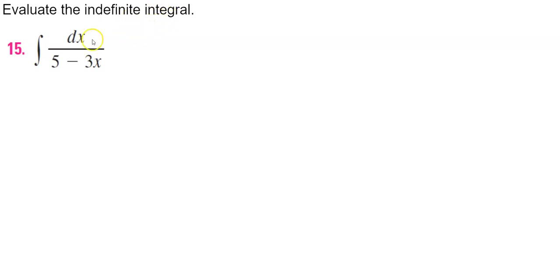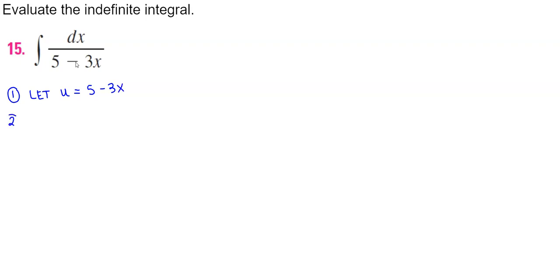Evaluate the indefinite integral. We have the integral dx over 1 minus 3x. So in this case here, what we're going to do is substitute the denominator with the u substitution. So we're going to let u equal 5 minus 3x.